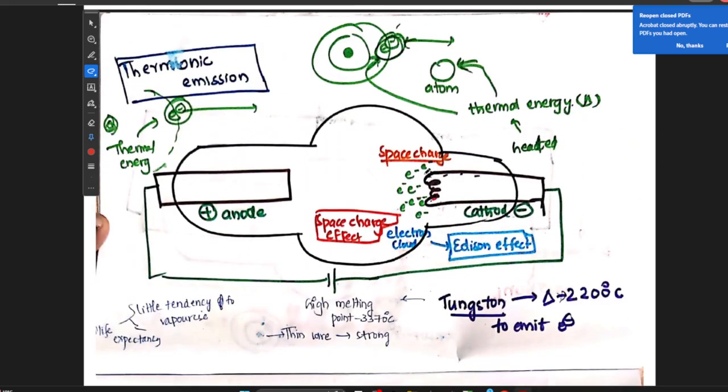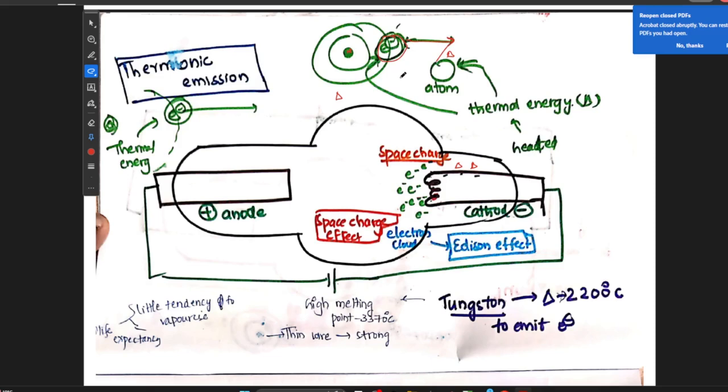See, when we are giving current to the cathode, that means the cathode is heated. This is an atom. An atom contains a nucleus and electrons. When the cathode is heated, the atom also is heated. Heat is nothing but thermal energy. With the help of this, the thermal energy is given to the electron, that is the outermost shell electron, and this electron will leave the orbit.